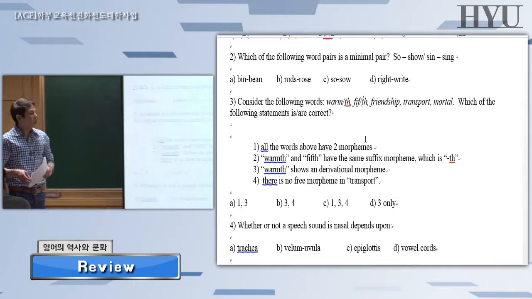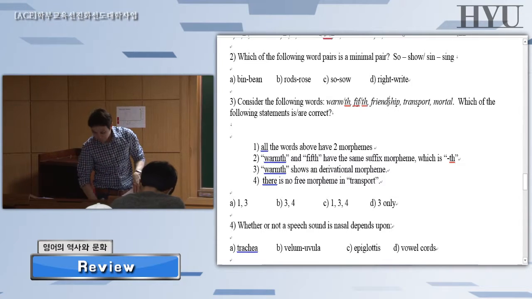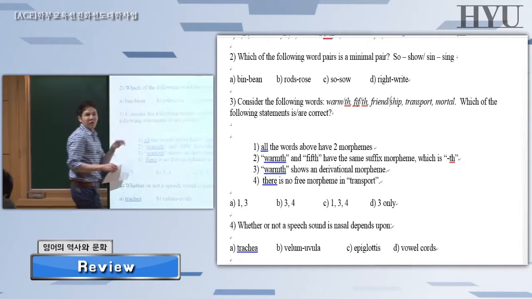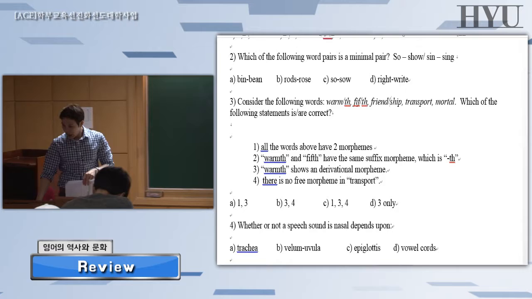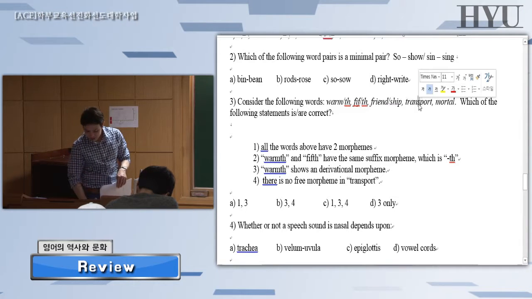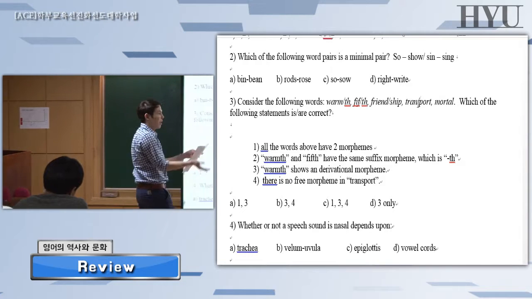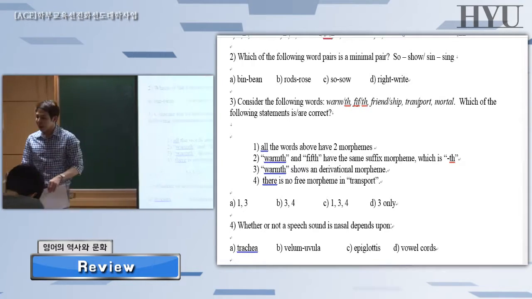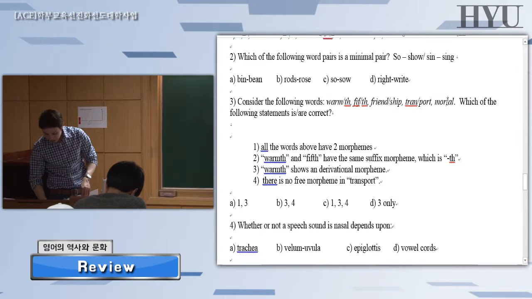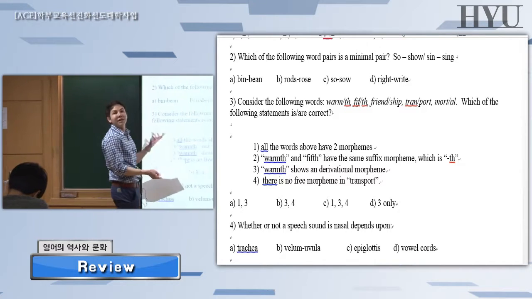The third word, friendship, we have 2, friend and then ship. Ship is the nominal morpheme, right? The state of being friend, like that. So 2 morphemes. Next word, transport. We have trans, which is across. Port is like a door or to carry. So 2 morphemes. And then last one, we have mortal. We have mort and al. Mort is die or death, right? And then al is an adjective suffix.